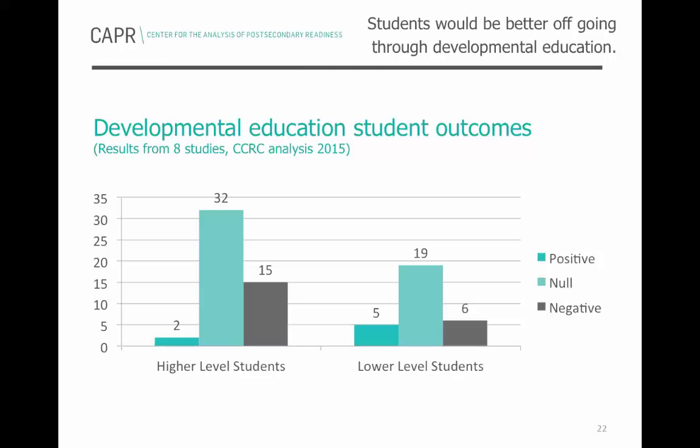So if it was null, then a student in developmental education would be getting the same outcome as a student who had gone directly into college level courses. But at the same time, they would have been essentially delayed in their progress. If they were negative, they would have been getting a worse outcome than a student who was placed into a college level course. Thank you.